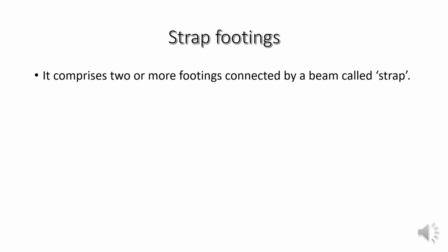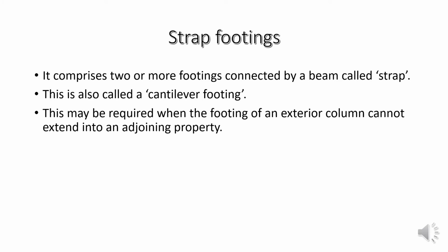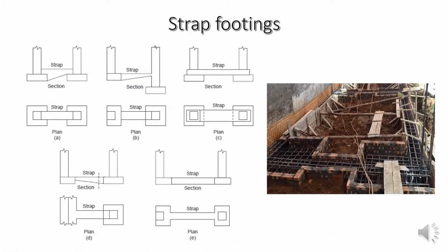Strap footings. It comprises two or more footings connected by a beam called strap. This is also called a cantilever footing. This may be required when the footings of an exterior column cannot extend into an adjoining property. Different types of strap footings are in this figure given below. The differences are the thickness of strap or beam, the levels of footing, and the levels of strap beams.